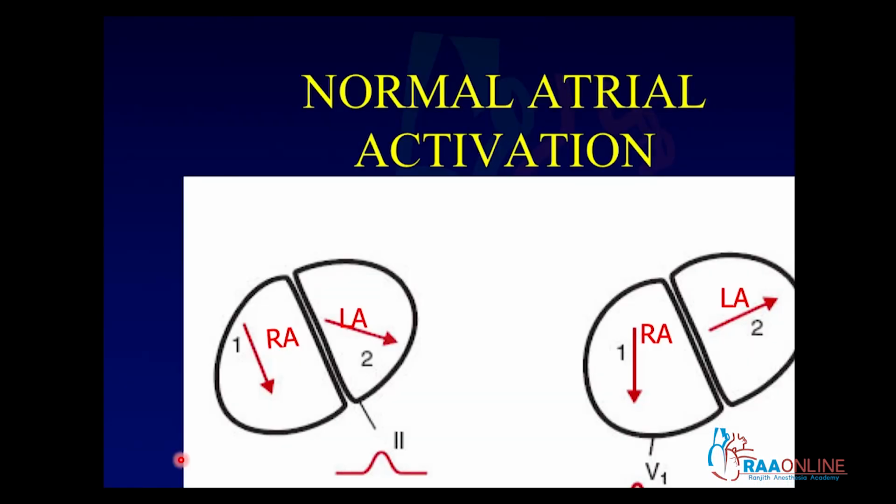This slide we have already seen. Anyway, we will recapitulate the normal atrial depolarization. For atrial enlargement, you have to look at the two leads, which are L2 and V1. In L2, both your right atrial and left atrial depolarizations are going to come down, going inferiorly. So in L2, both the right atrial and left atrial depolarization will be positive. The initial part of the P wave represents right atrial depolarization.